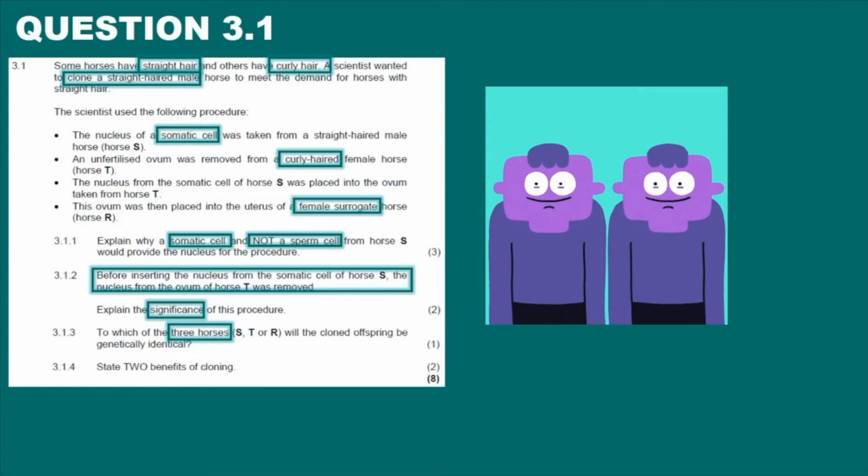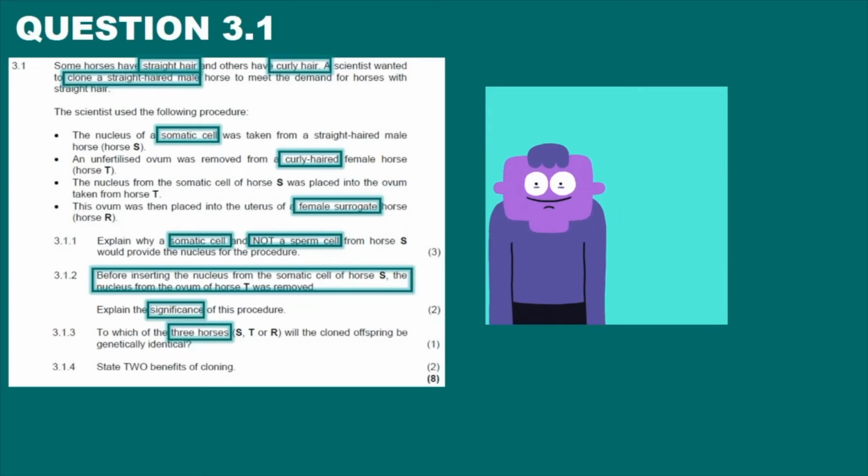Question 3.1.3. To which of the three horses, so horse S, which is the one that we are cloning, horse T, the horse that we use the ovum of, and then horse R, which is the surrogate, will the cloned offspring be genetically identical to? So they want to know, out of the three horses, which one is the clone genetically identical to?